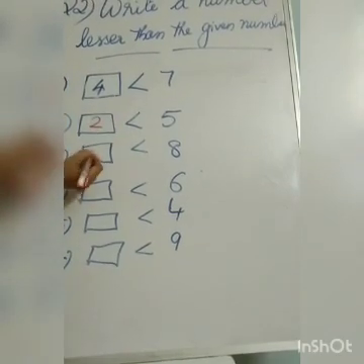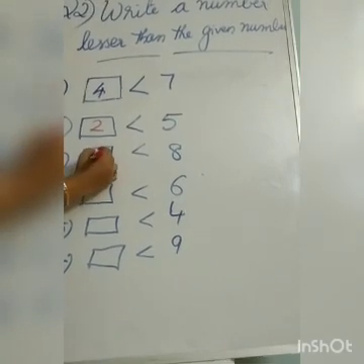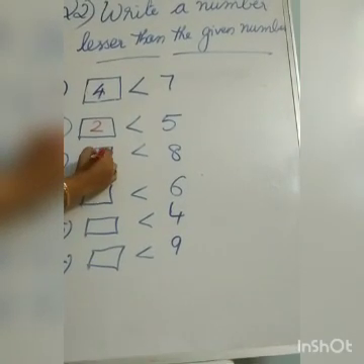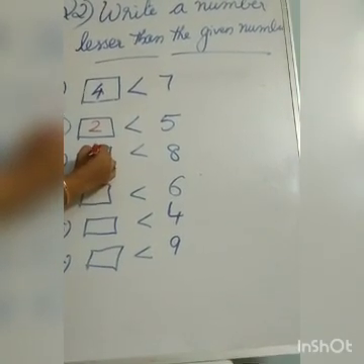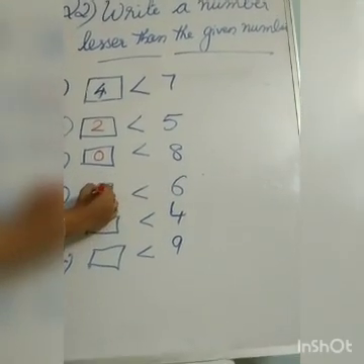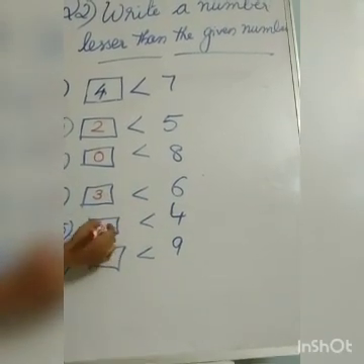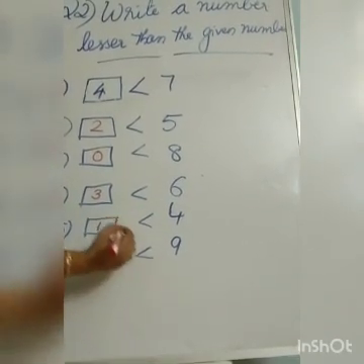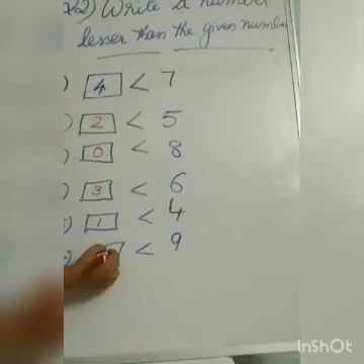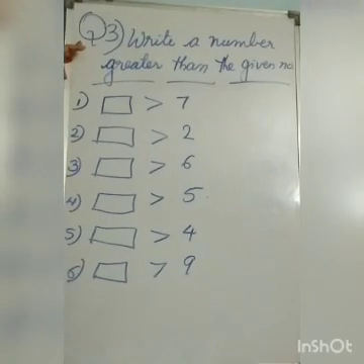2. Then here 8 is given. So you can write 0 to 7. 0. Here 6 is given. I will write 3. Then less than 4. 1. 9. 6.